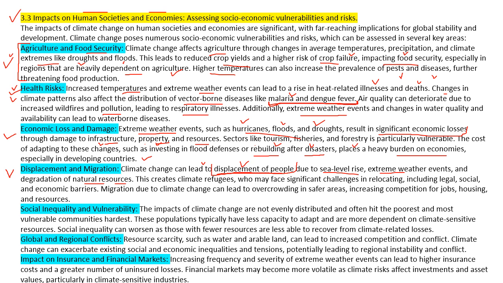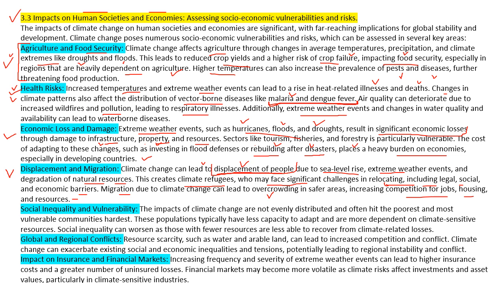So this creates climate refugees who may face significant challenges in relocating from their place of origin to the destination. So there will be a crisis of legal issues, social and economic barriers. And what will be the result? Migration due to climate change can lead to overcrowding in the urban areas. It can increase the competition for jobs, housing, and resources.